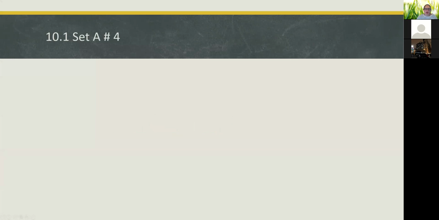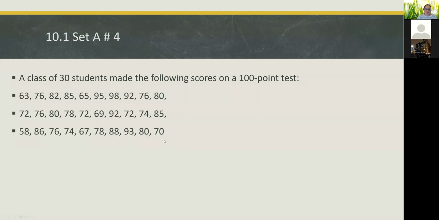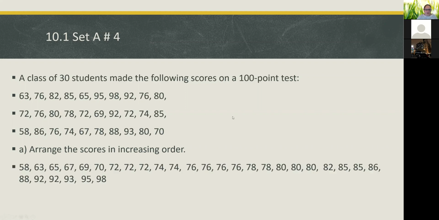I'm going to start with problem number 4. It says a class of 30 students made the following scores on a 100-point test. I'm not going to read them all out to you, but you might notice we've got a 58, we've got a 98, we've got lots of scores all over the place in between those values. And the first thing we're going to do is arrange the scores in increasing order. So I've gone ahead and done that.